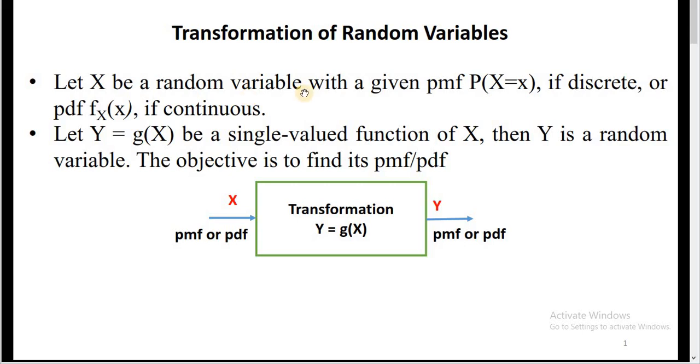Let x be a random variable with a given probability mass function, probability of X equal x, if x is discrete, or a probability density function f of x if continuous. Let y equal g of x be a single valued function of x. Then y is a random variable. The objective is to find its probability mass function or its probability density function.